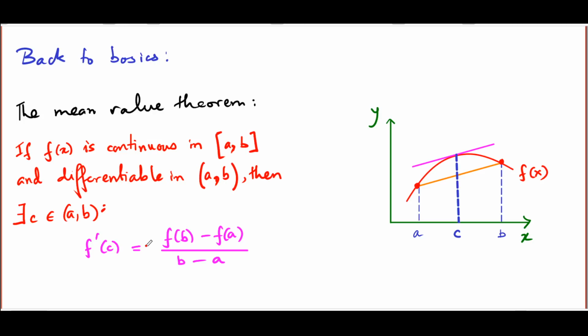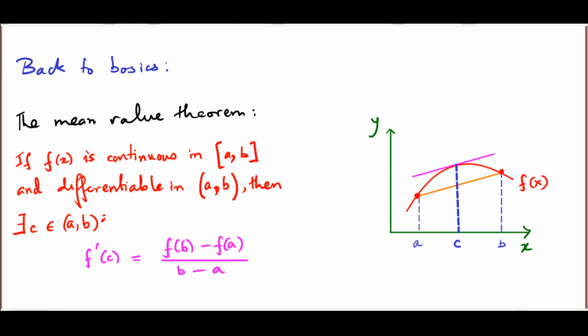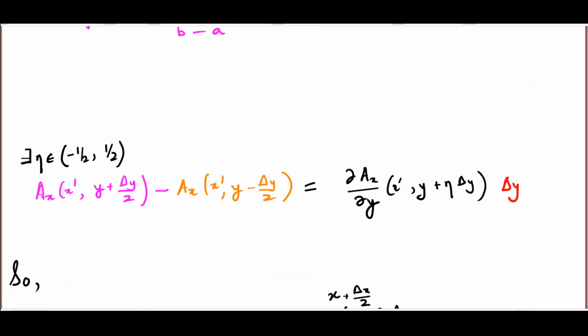So what this theorem tells us essentially is the following, that for a continuous smooth function, there will be some point inside the interval at which the tangent to the curve will be parallel to the chord that joins the two endpoints. That seems to be rather obvious geometrically. For our problem at hand, what this says is the following.